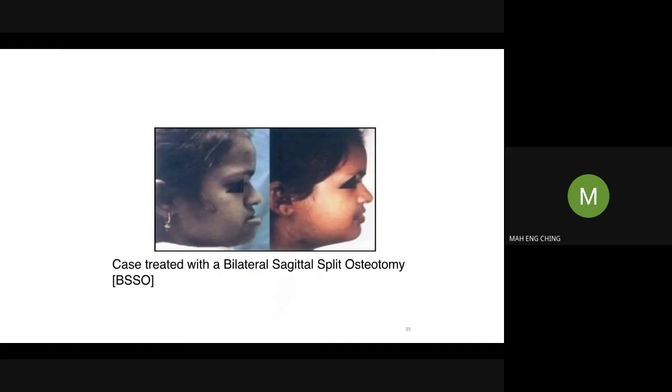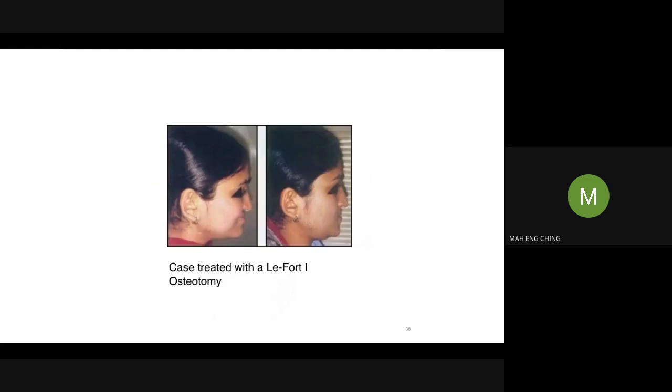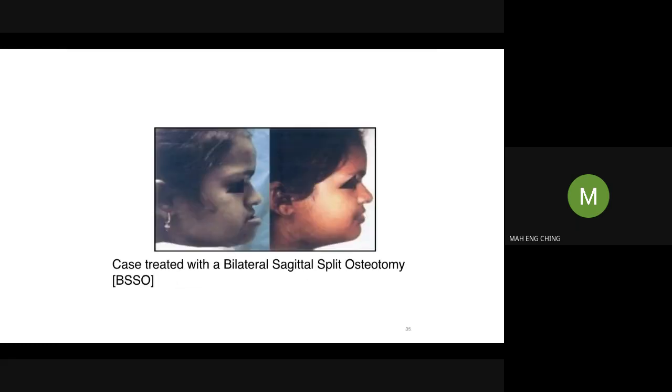Okay, cases treated with bilateral sagittal split osteotomy. Like we said, if the lower jaw is a problem, then maybe we just cut the lower jaw and bring it backward. So let's say the upper jaw is too short, then maybe you just do the upper jaw. Then this one, osteotomy, it means break the upper jaw and bring it forward. So if both upper jaw and lower jaw are a problem, maybe you can do Le Fort 1 plus a BSSO, combination of both.